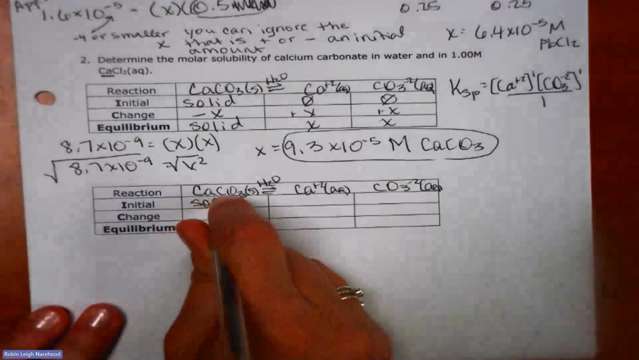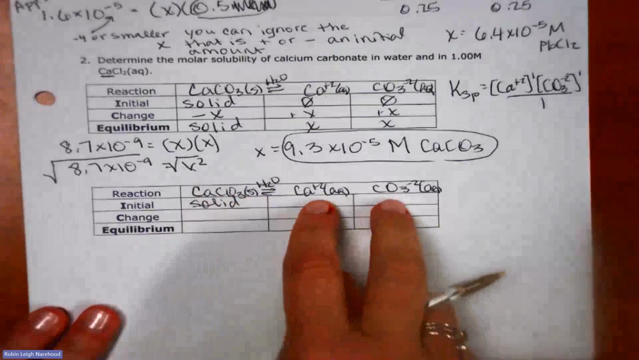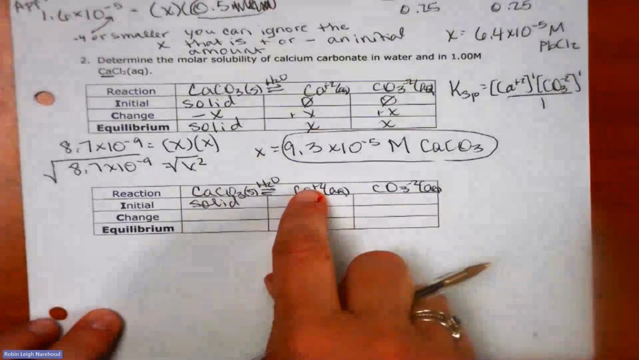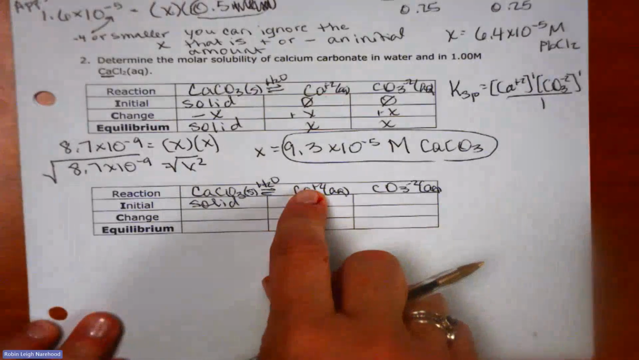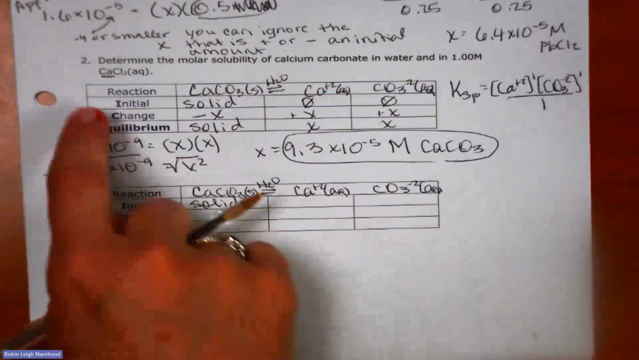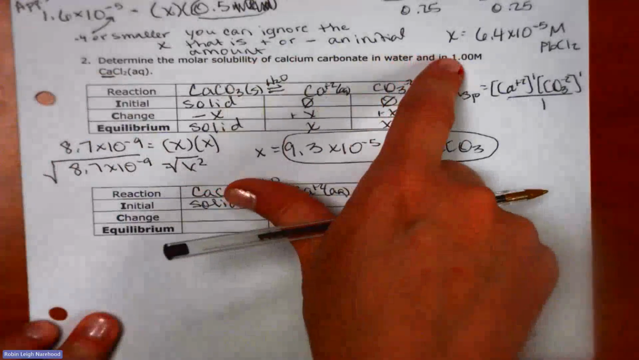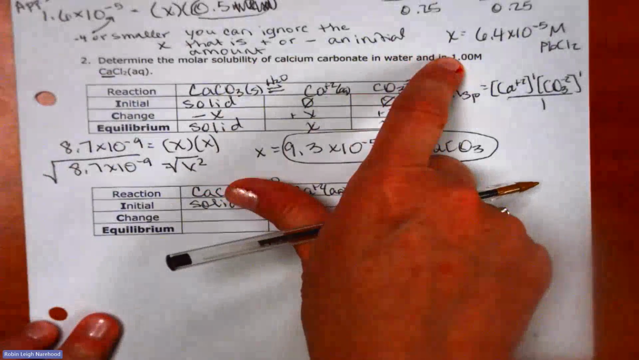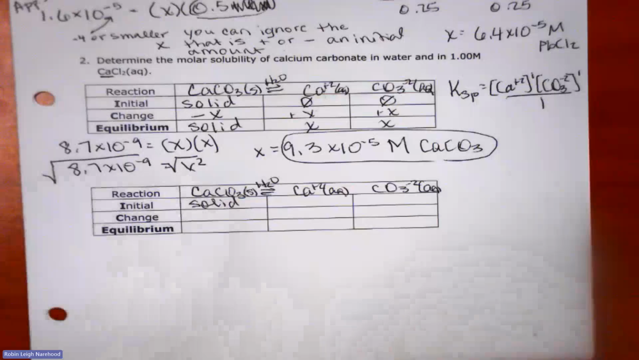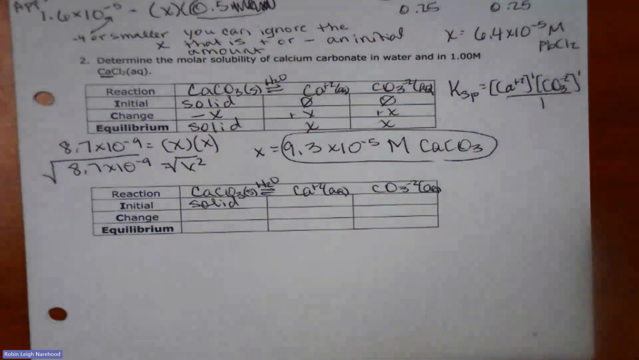And you're still going to try to put some solid, but instead of putting it in water, you're going to put it into calcium chloride water. And so there's already going to be calcium. So how much calcium will there be? Well, if calcium chloride is dissolved, then all of the calcium chloride turns into calcium ions and chloride ions.